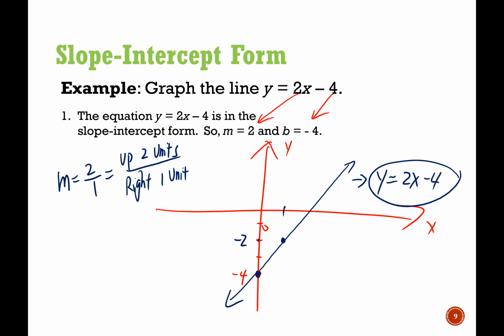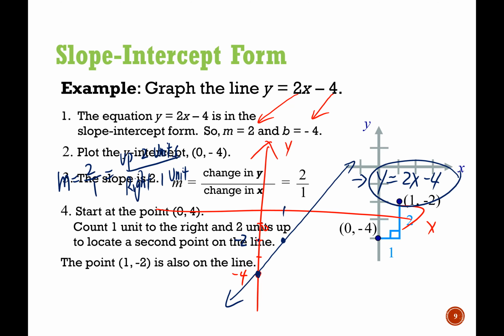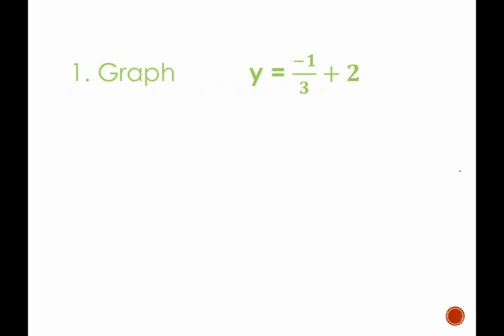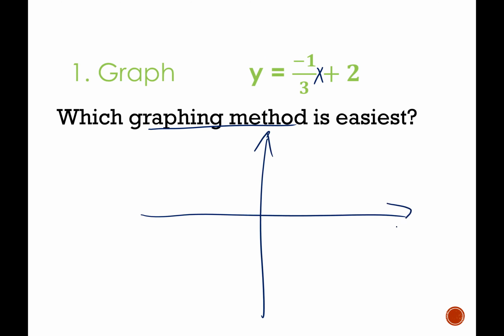Okay. So using slope and y-intercept is a fairly quick process to get that. And if you want to graph, it should be y = mx + b. All right. Which graphing method is easiest? It's slope-intercept form. It's easiest.